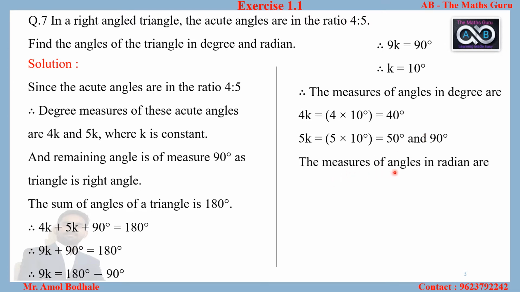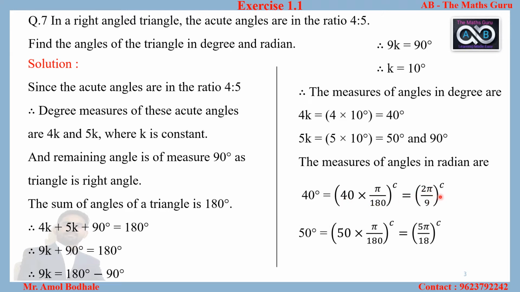The measures of the angles in radians are: first one is 40 degree. To convert this 40 degree into radian, we will multiply by pi upon 180. So here the zeros will be cancelled, 4 upon 18, both are multiples of 2. So 2 2s are 4, 2 9s are 18. So we get 2 pi upon 9 radian.